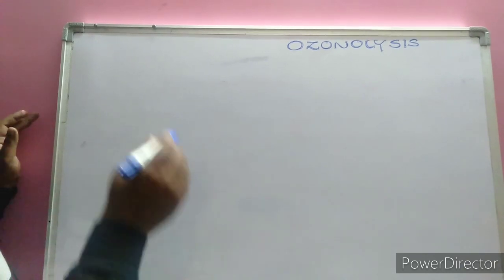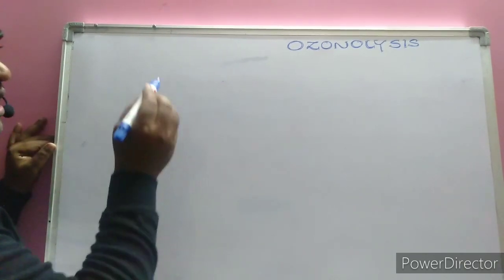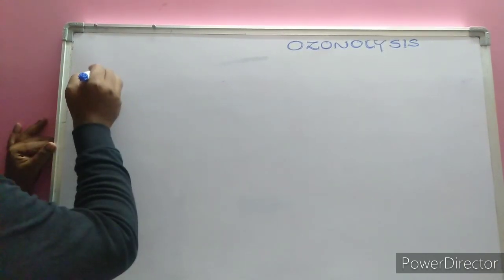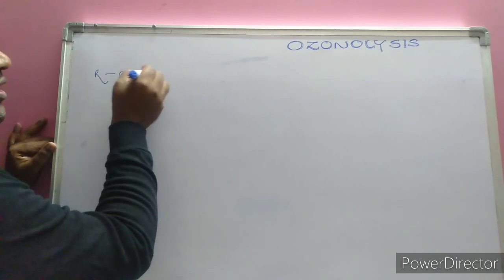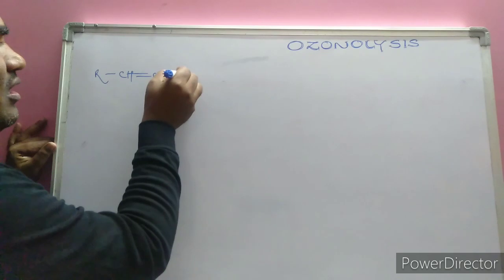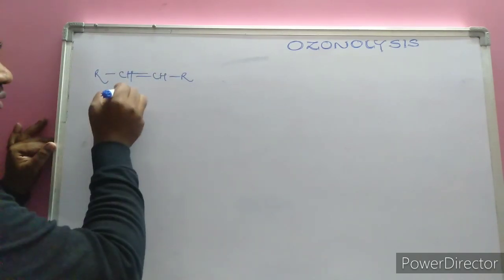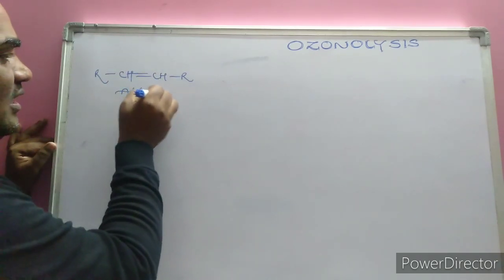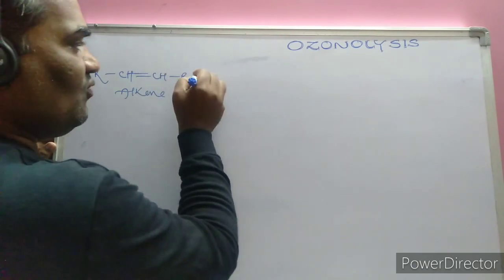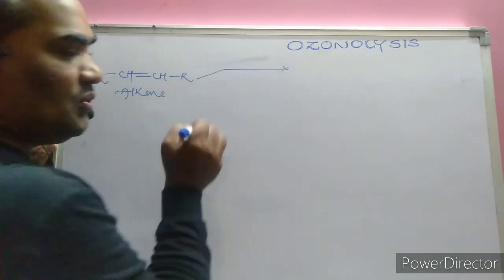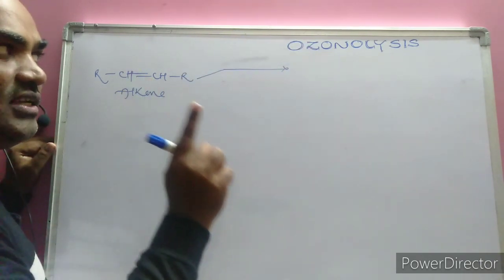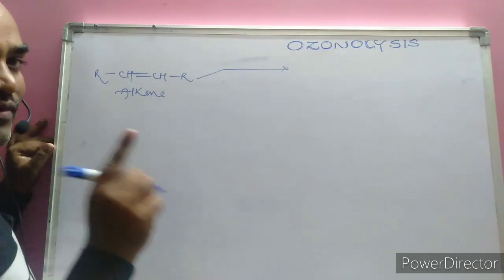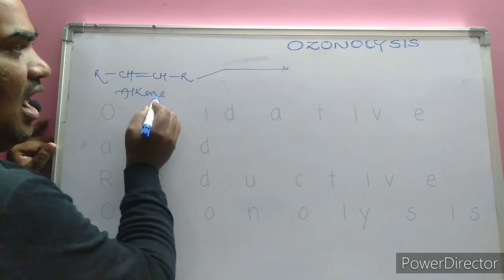Here, ozone is added to the unsaturated hydrocarbon with a C double bond C, or RCH double bond CHR, which we call an alkene. Step 1: I am planning to explain both types of ozonolysis. Ozonolysis is of two types: one is oxidative ozonolysis, another one is reductive ozonolysis.